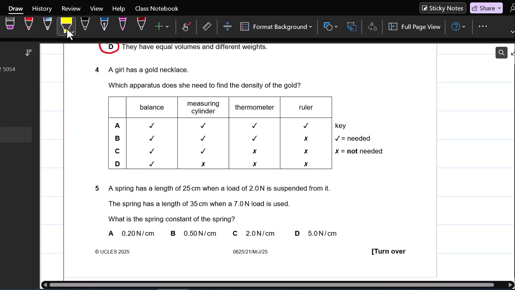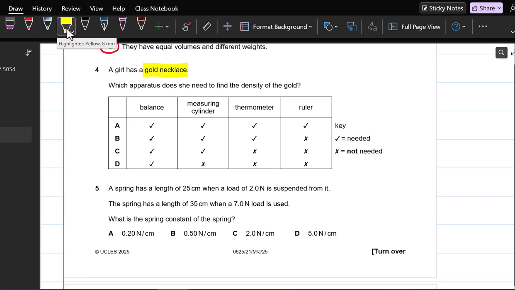Question number 4. A girl has a gold necklace. Which apparatus does she need to find the density of the gold? So density is equal to mass over volume. So for mass we need an electronic balance.